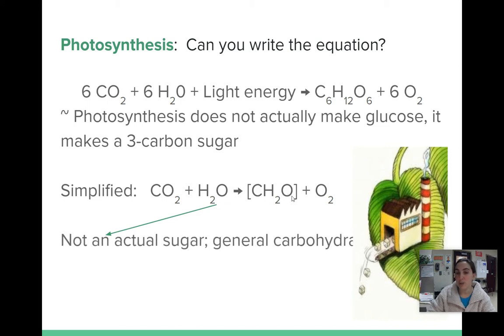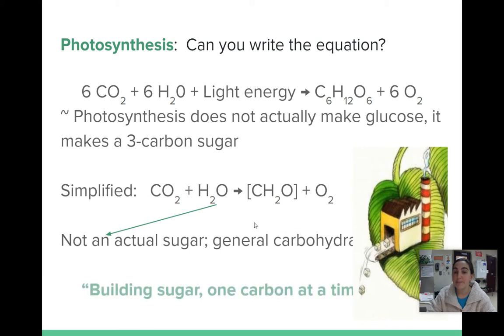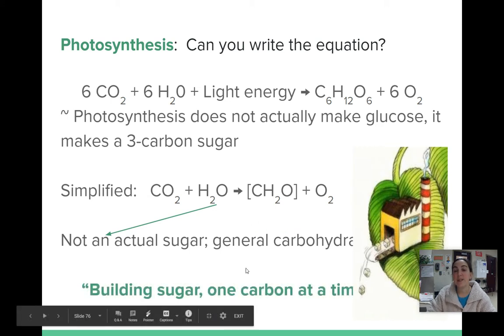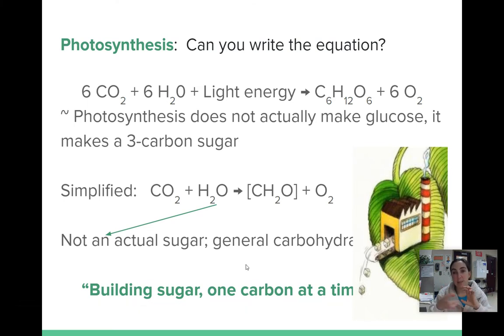This isn't an actual sugar. It's just a generic equation for a carbohydrate. Carbohydrates always have twice as many hydrogens as they have carbon, and oxygen is released as a waste product. So really, this is a process of building carbohydrates 1 carbon at a time, and then they just keep linking these molecules together to make sugars like glucose. That's a 6-carbon sugar.